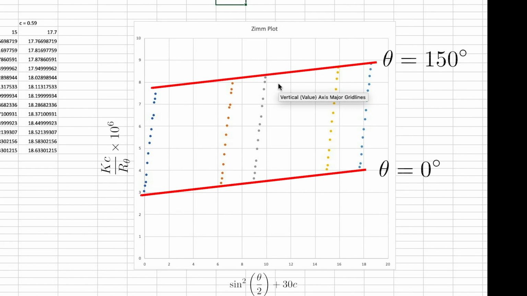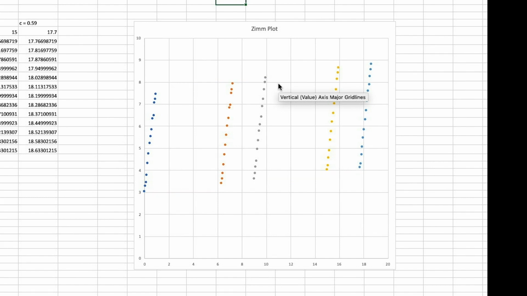So there's a lot of information on a Zimm plot. And now the task that we have is how do we use this information to get values out for the molecular weight, second virial coefficient, and radius of gyration of our polymer.